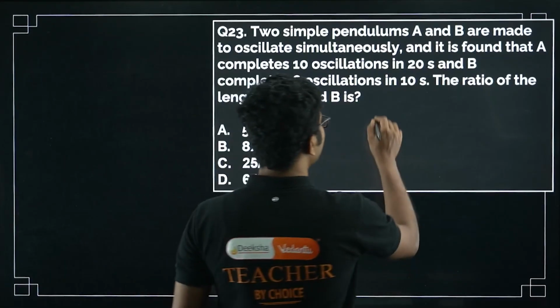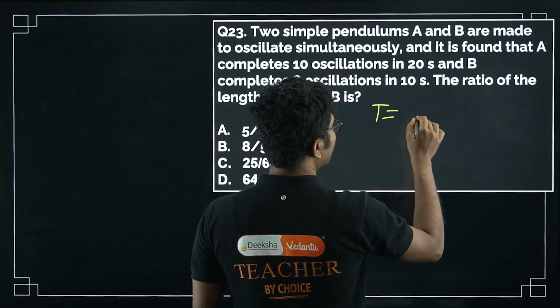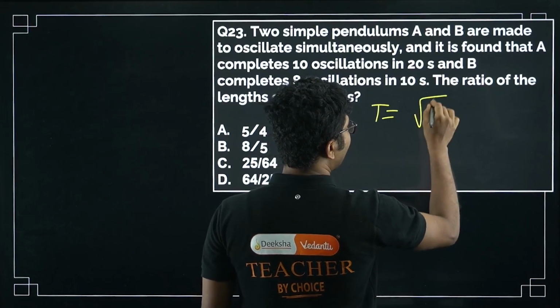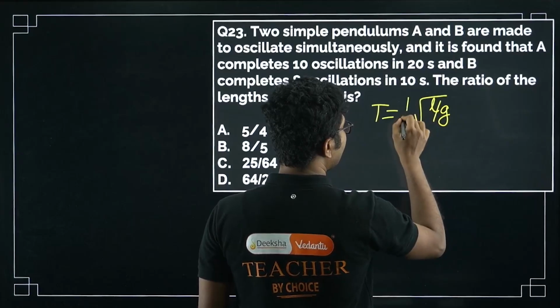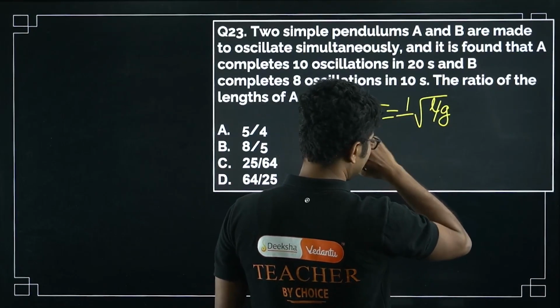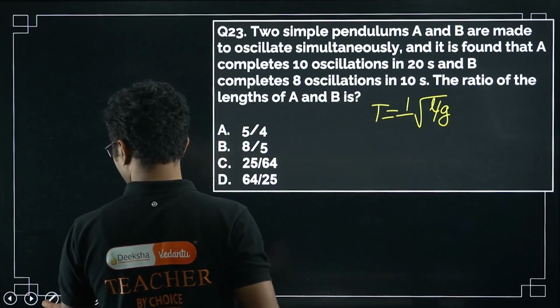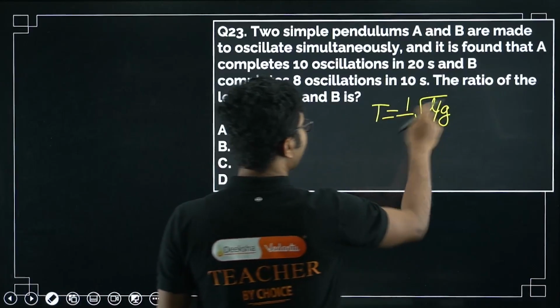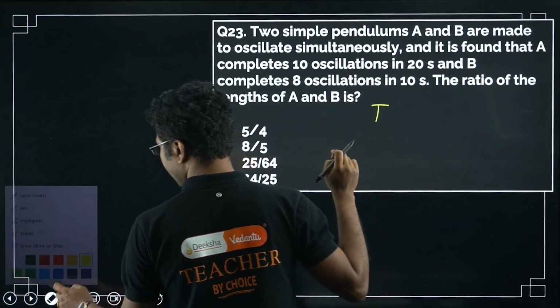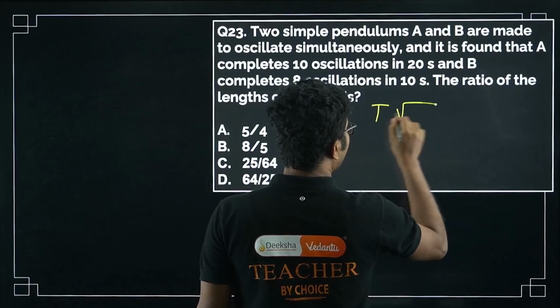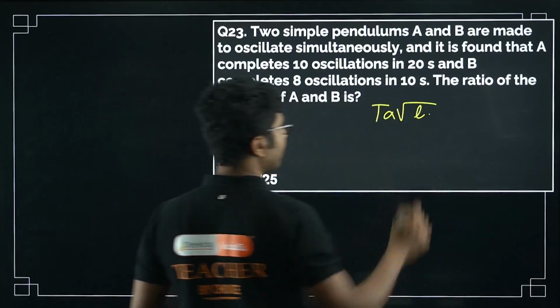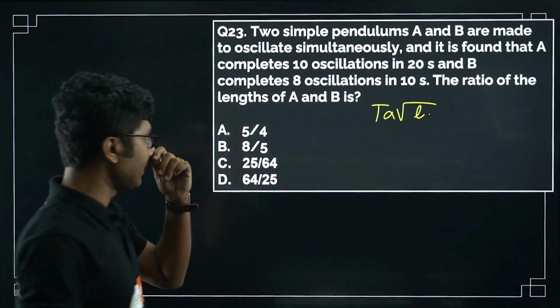So we know that T is equal to 2 pi square root of L by G. Basically the meaning of that is time period is proportional to square root of L. Okay, higher the length, more will be the time period, right?